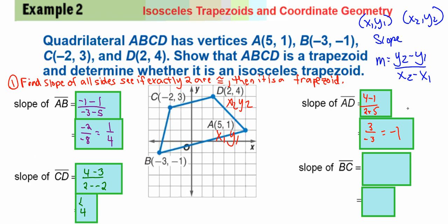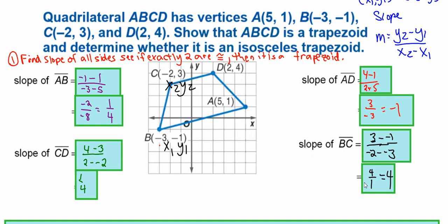And then the last one is segment BC, and so if we call this one x1 and y1, and this x2 and y2, the slope is 3 minus negative 1 over negative 2 minus negative 3. And when we do that, 3 plus 1 is 4. And 2 plus 3 is 1, so we get 4 for that slope. So those two are not parallel, and I did opposite sides there as we go. And so for that part of it, we can say that it is a trapezoid.